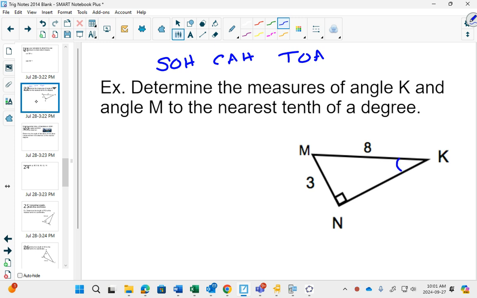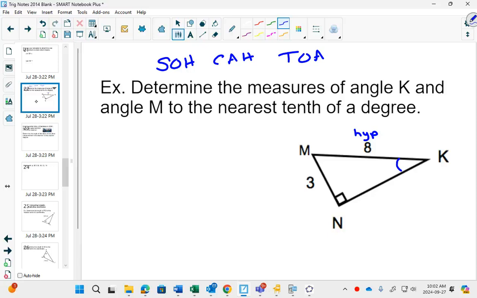So if I want to find angle K, first of all, you can always label your hypotenuse. I don't like labeling opposite and adjacent because they change, but you can always label your hypotenuse. So we're going to have to decide which trig ratio is the best one to use to find angle K. Should we use sine? Should we use cosine? And should we use tangent?